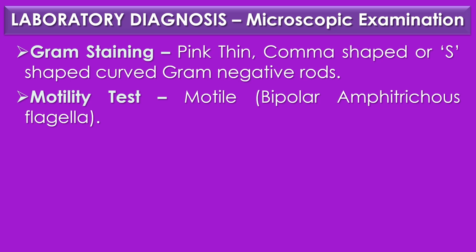Laboratory diagnosis of Campylobacter jejuni. The first diagnostic method is microscopic examination. Under gram staining, Campylobacter jejuni is observed as pink, thin, comma-shaped or S-shaped curved gram-negative rods. In the motility test, motile cells are observed due to the presence of bipolar amphitrichous flagella.